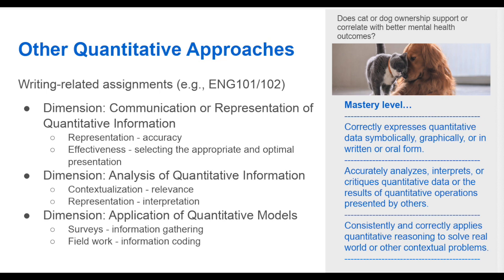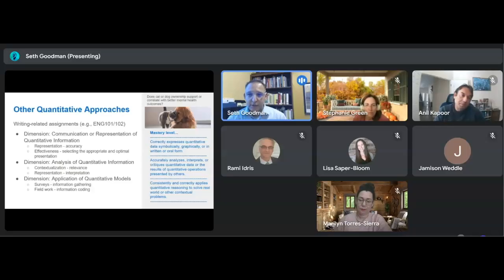So for communication or representation of quantitative information, when I'm looking at representation, I'm wanting to know if the students are bringing forward relevant and important information. My mom used to always say, it's not what they tell you that matters, it's what they don't tell you. And students have to be able to determine, out of this information that they have to go and get for these assignments, what is not relevant, and what is, and is the information accurately presented.